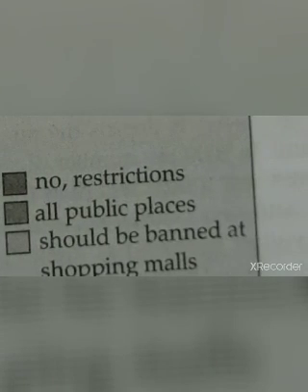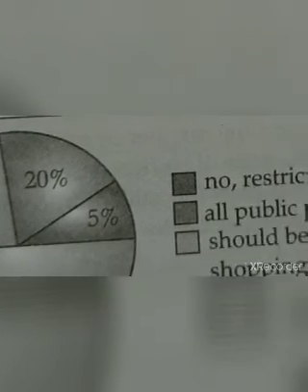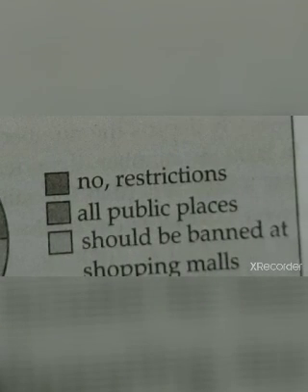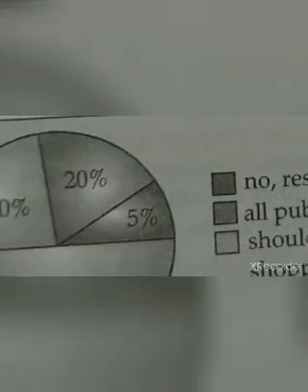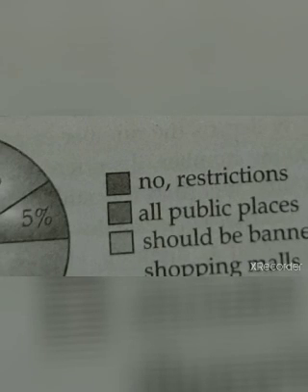Yeah. Next one is should be banned at shopping malls. Just see that color, and according to that you find out here. Which one? That is 30%. Next one, blanket ban, that is 45%. So according to this, you should write an analytical paragraph on your own. First give the heading, then study about this, then write the paragraph.